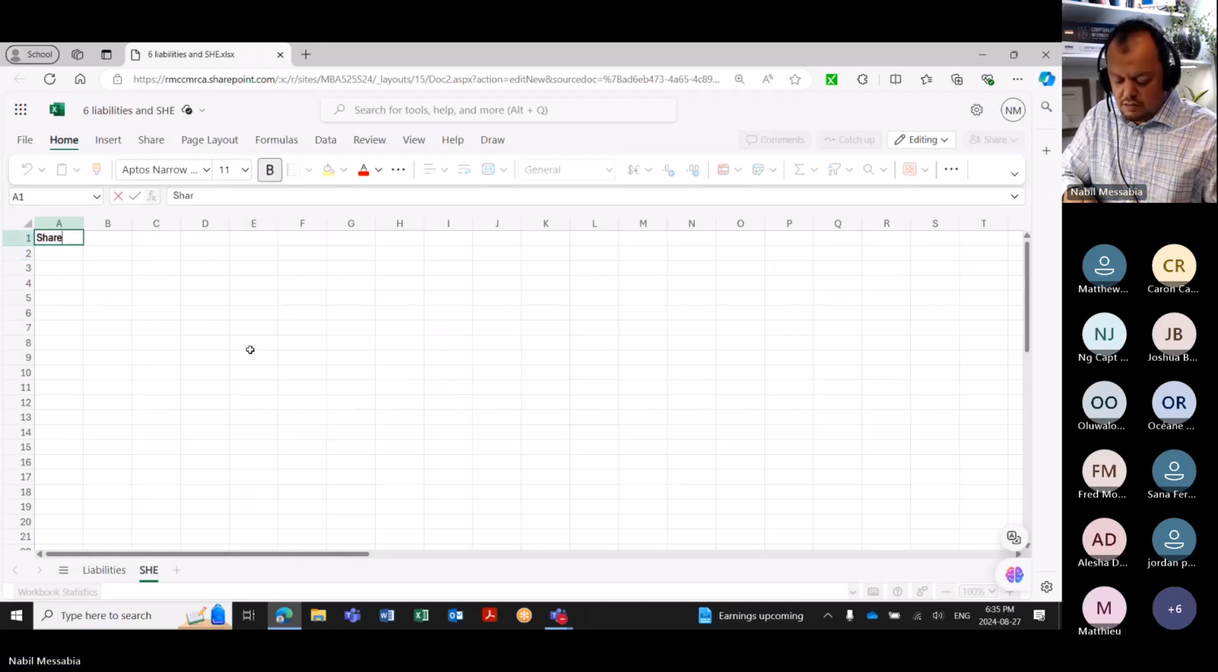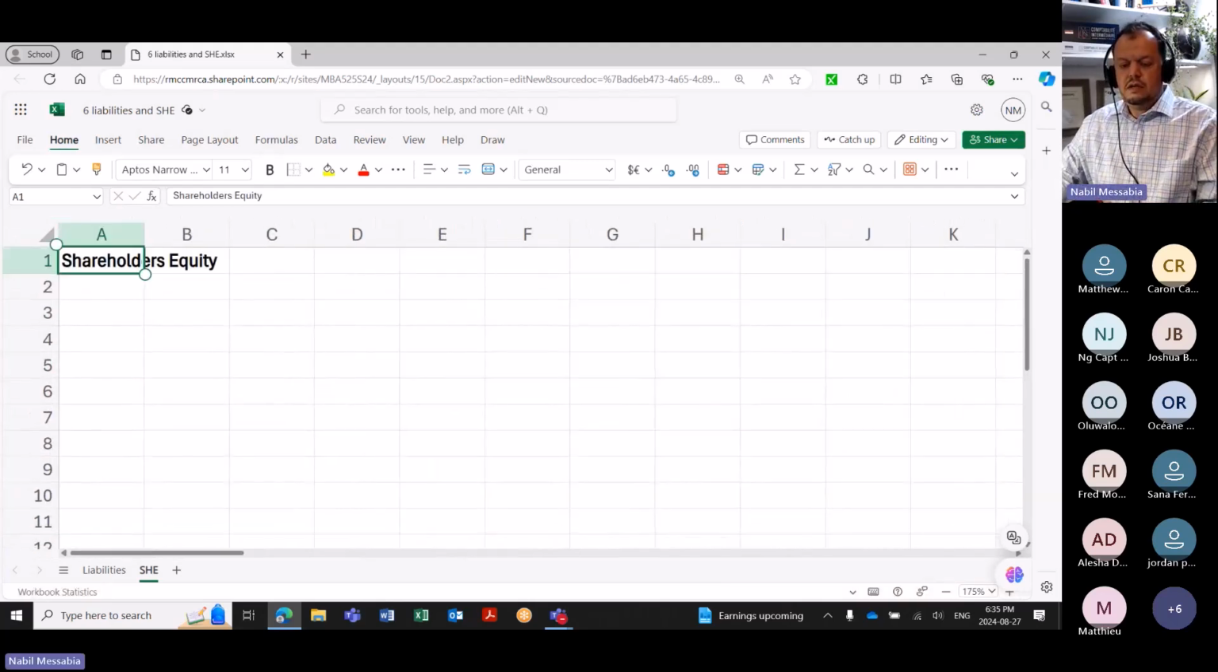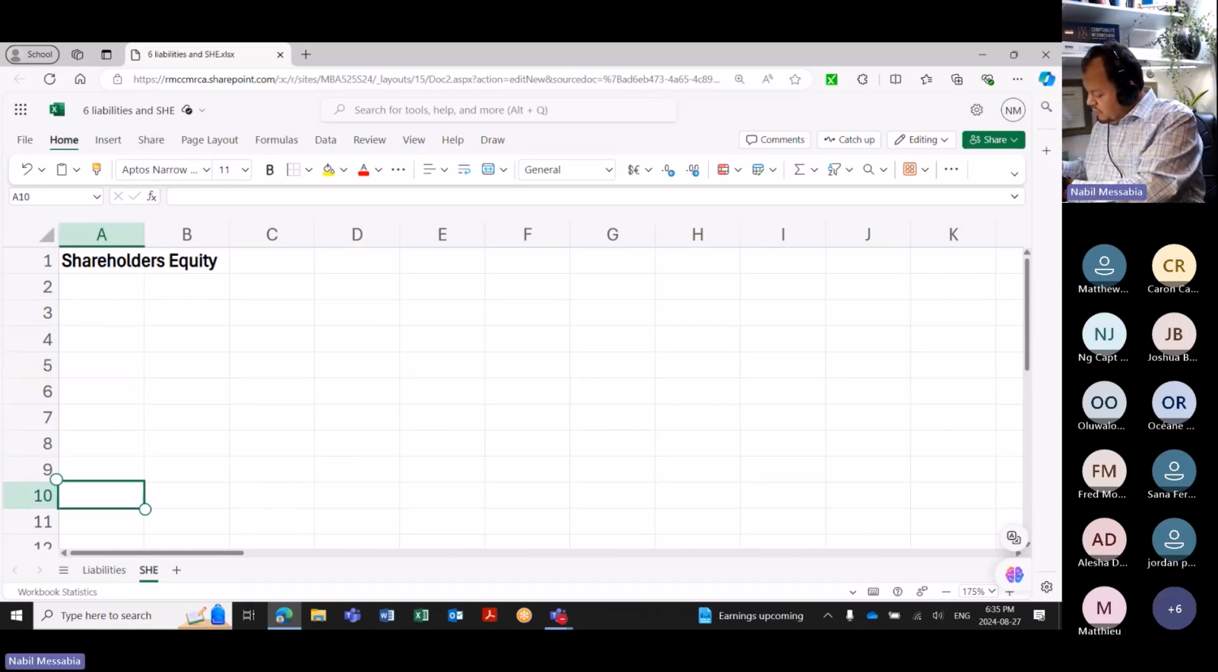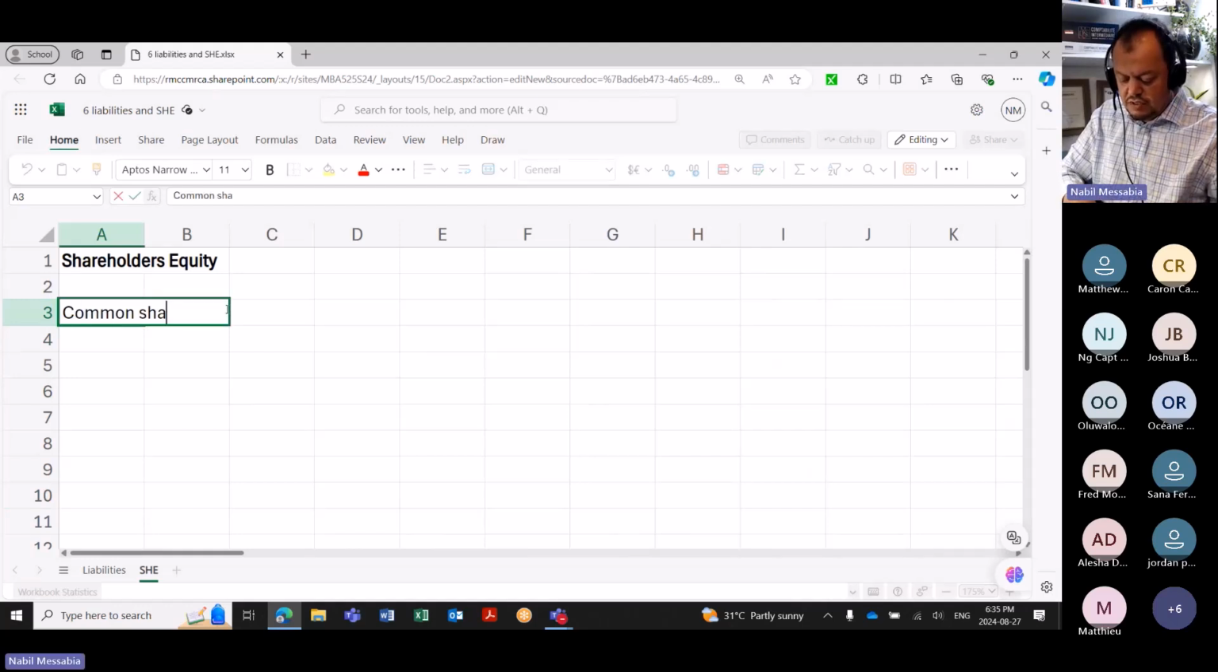Let's share those equity. Okay, what is worth to be mentioned about the shareholder equity? So I noticed what you need for your final about shareholder equity. So you will know the difference between common shares versus preferred shares. For example, common shares versus preferred shares.